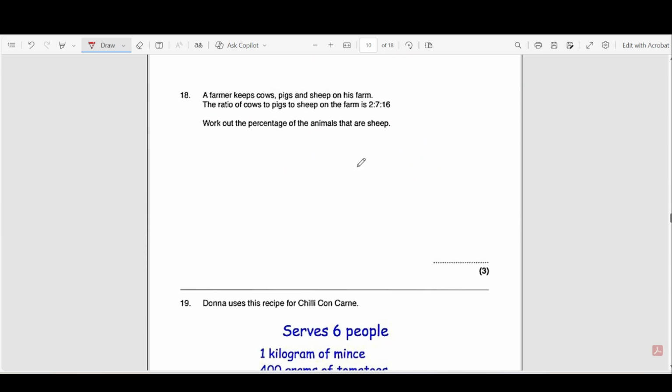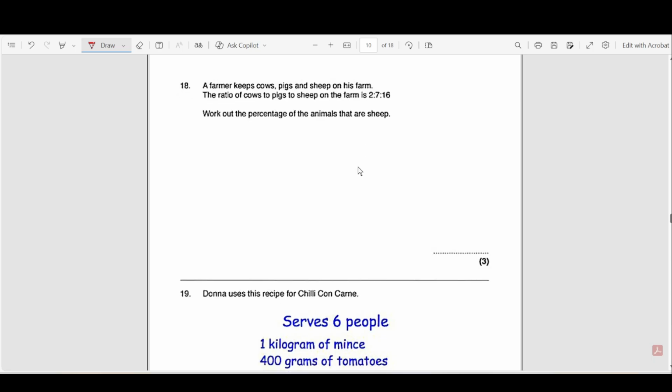Okay. Now let's do question number 18. For this question, a farmer keeps cows, pigs and sheep on his farm. The ratios for all these three animals are given. Work out the percentage of animals that are sheep. First step, whenever you are given a ratio, you need to calculate the total parts in the ratio.